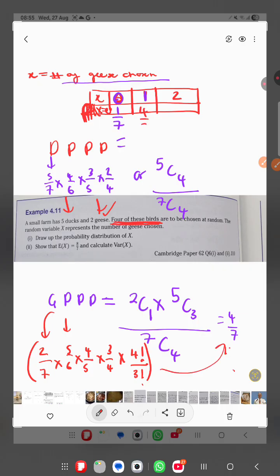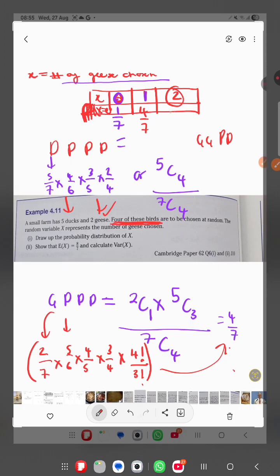Okay. And the last one, 2 geese. So it's goose, goose, duck, duck, right? Use any method you like, and then make sure the answer should have been 2 out of 7, and just check that they add up to 1.